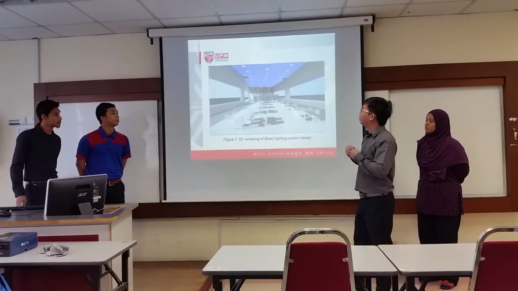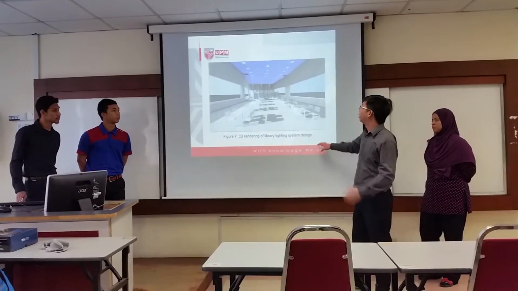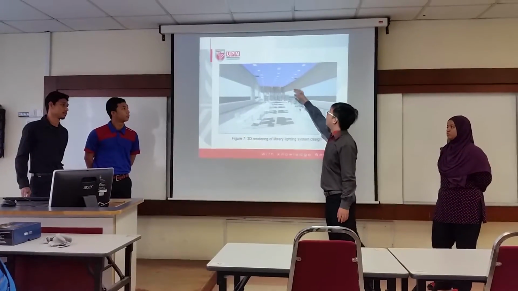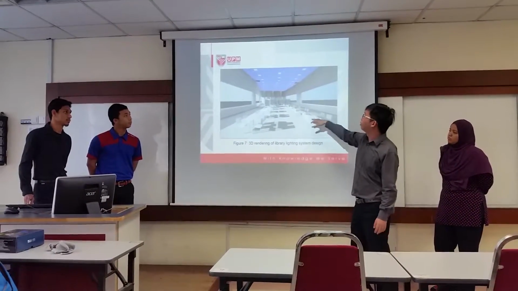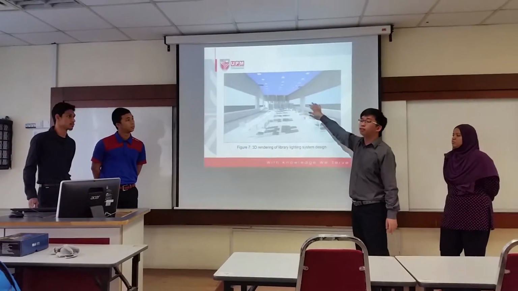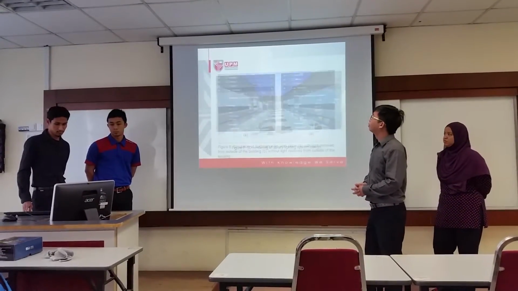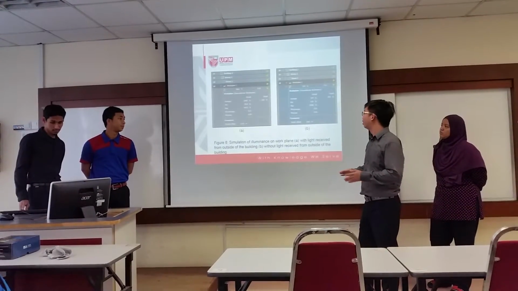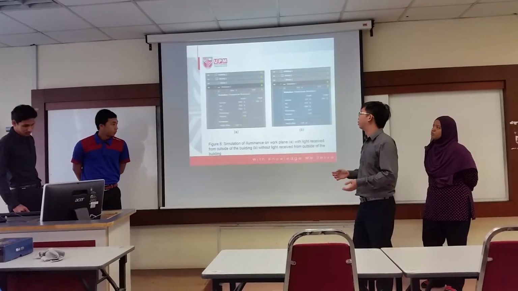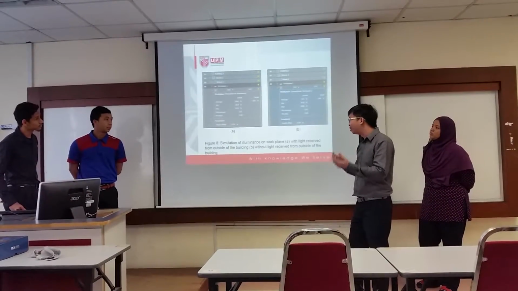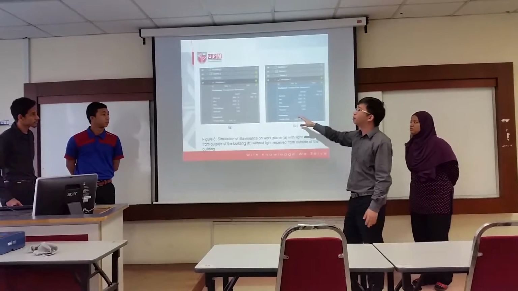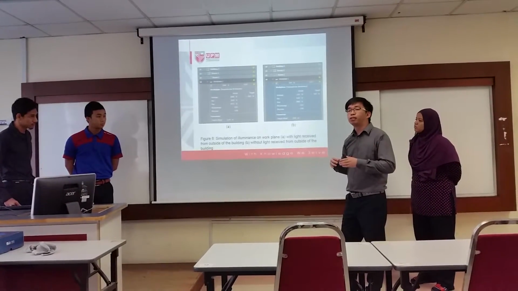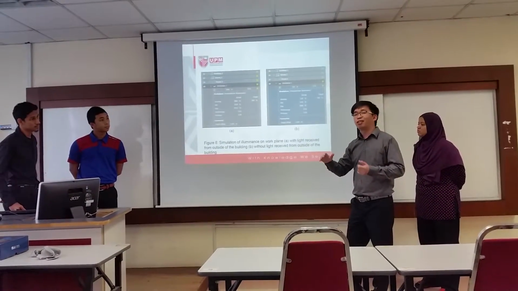This is the 3D rendering of the library lighting system design. As you can see, there are luminaires inserted inside, the bookshelf and the study area here, and these are the windows in the library. We managed to simulate the illuminance on the work plane with light received from outside the building and without light received from outside of the building. There is a big difference here because in the library, during the day there is a lot of light coming from outside because there are many windows in the library.